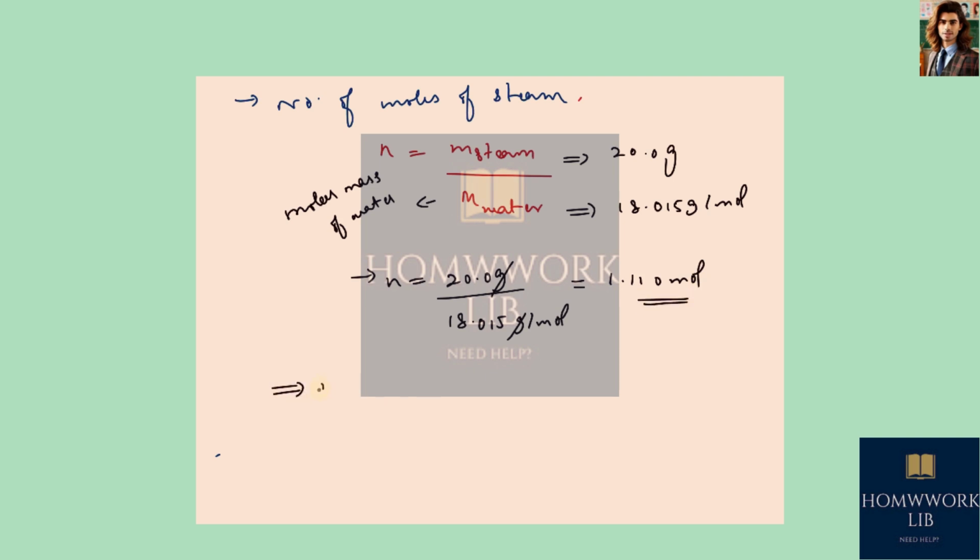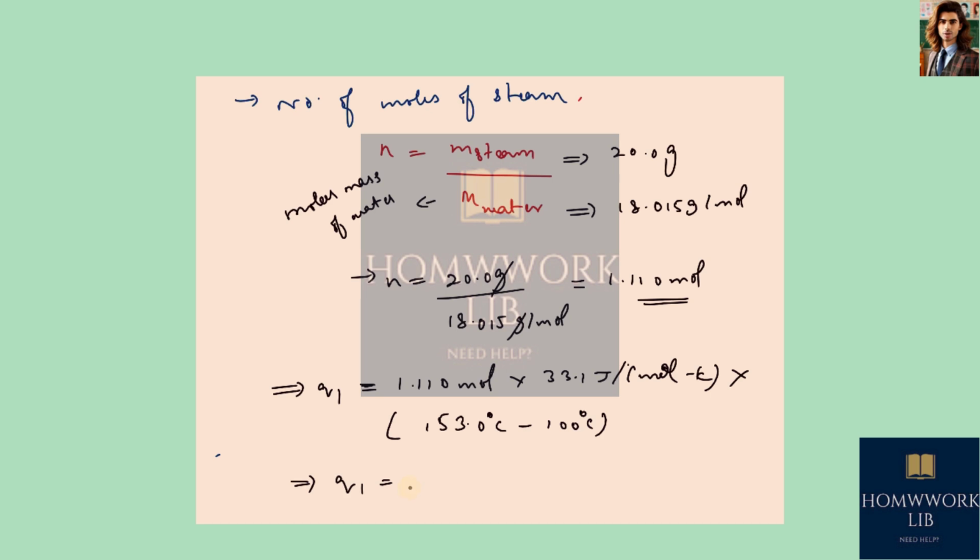Now we can calculate Q1. So Q1 equals 1.110 moles, n, into Cm steam. So the Cm steam value given is 33.1 joule per mole Kelvin into delta T. Delta T is 153 degrees Celsius minus 100 degrees Celsius. So on solving, we get Q1 as 1939.3 joules.